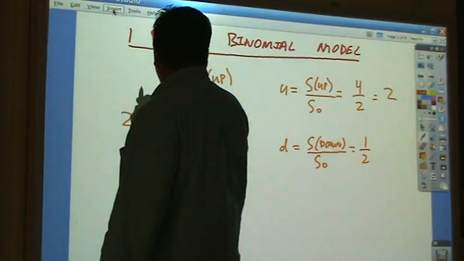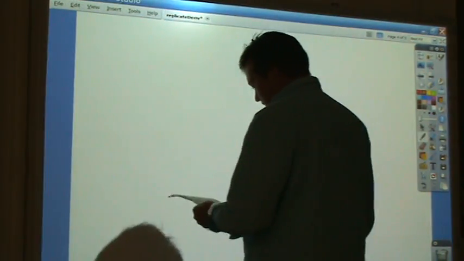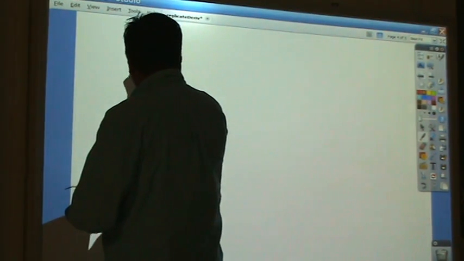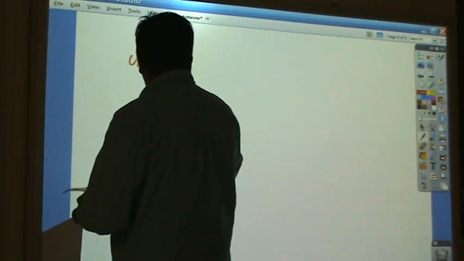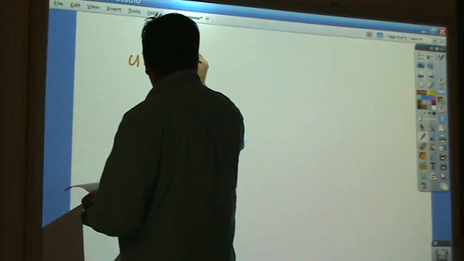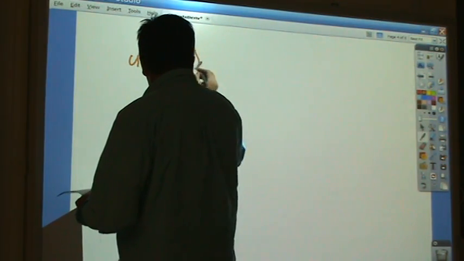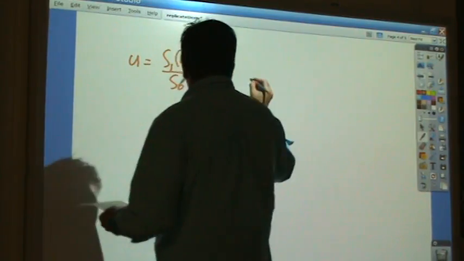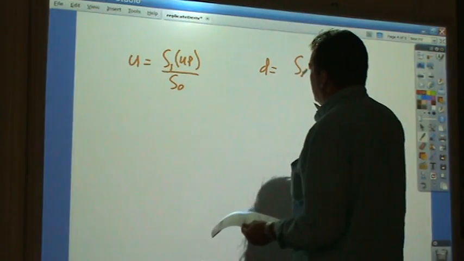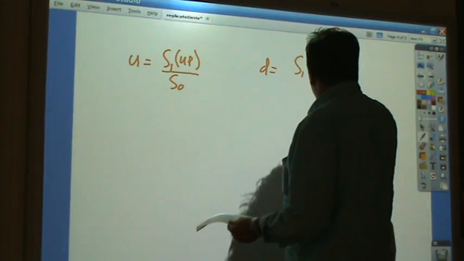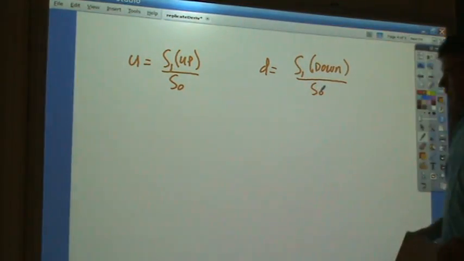So the theoretical way of describing that would be like this. U is equal to the stock price at time 1, if there's an up market, divided by the original stock price, and D is equal to the stock price at time 1 in a down market, divided by the original stock price. This is a one-period model, so there's only one time unit later.